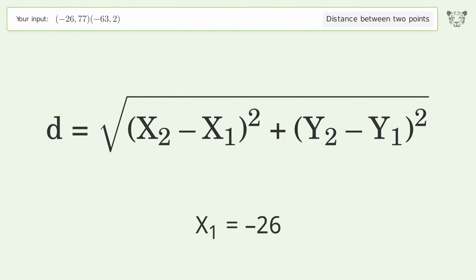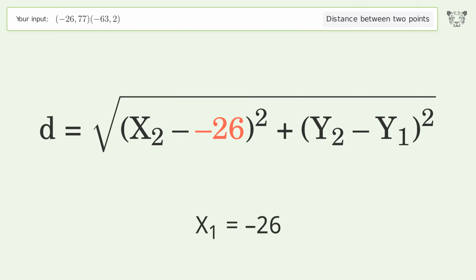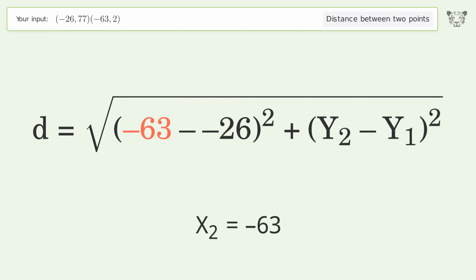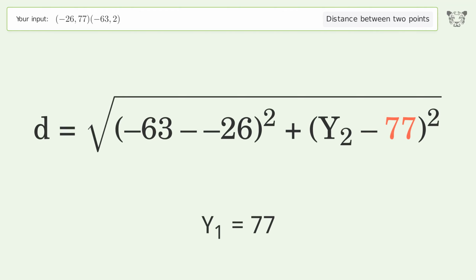x1 equals -26. x2 equals -63. y1 equals 77. y2 equals 2.